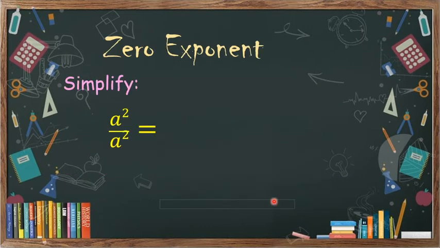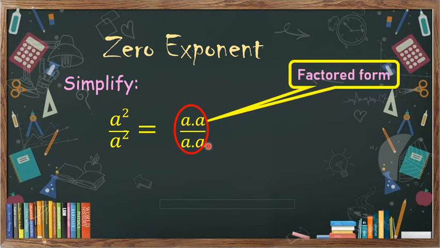Zero exponent. Simplify a square divided by a square. So let's write that into expanded form: a times a divided by a times a. That is the factored form of these two variables. Then let's divide. Alright, we get the answer which is 1. This is not equivalent to 0 because if we cancel, meaning we divide the same number or the same variable, we get 1.